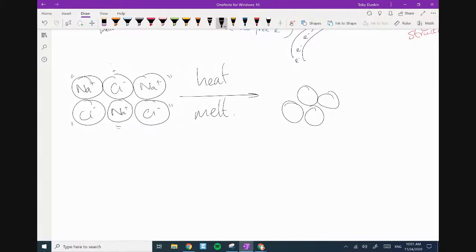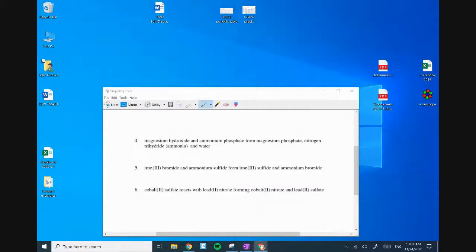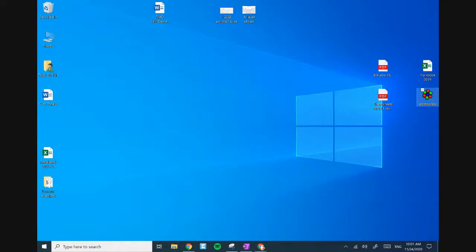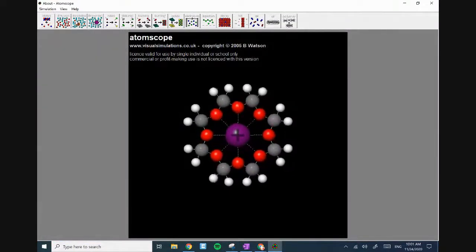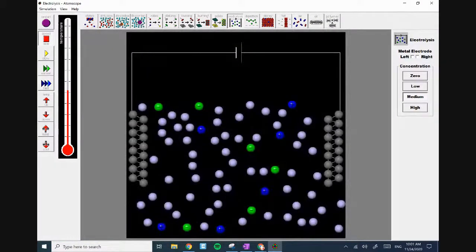It now looks like that, but the ions are now free to move. Why is this important? It's important because if they're free to move, they can carry the charge. Just to show you this, electrolysis. This is them actually dissolved in water.